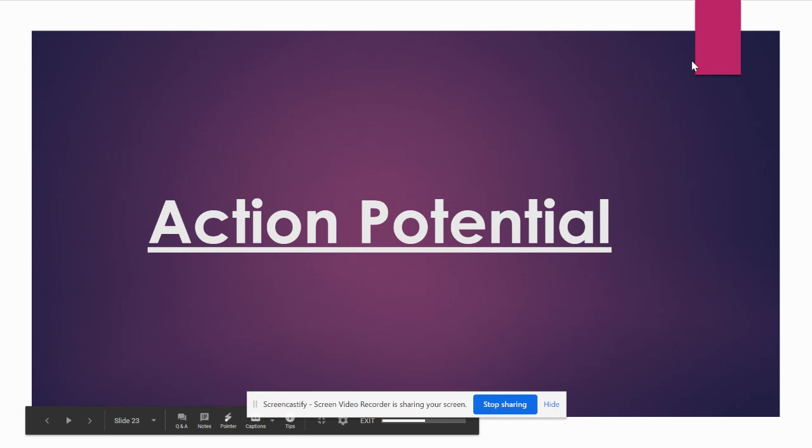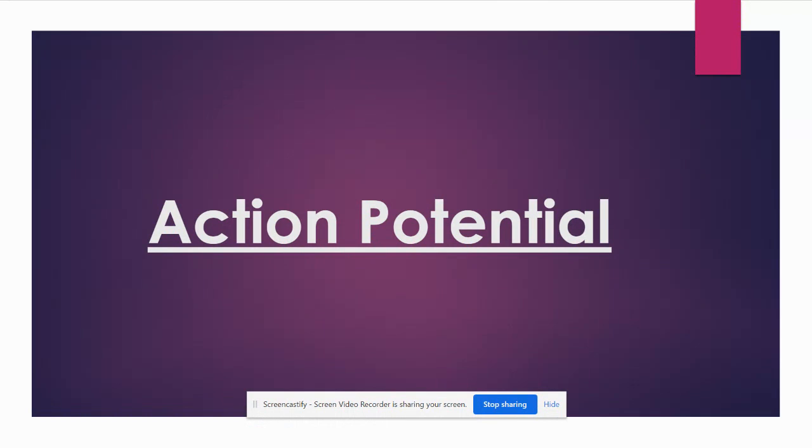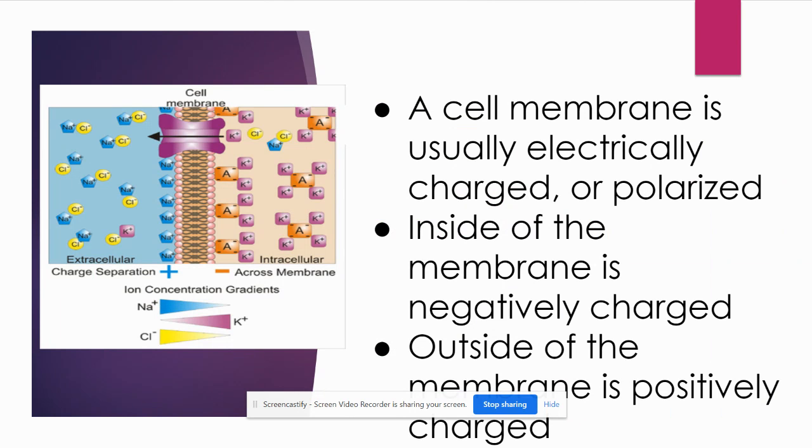Hello, today we're going to be talking about action potential. Action potential is pretty much how a nerve impulse travels along the axon. So it's a pretty simple process that we're going to get into today. There's a lot of different background and vocabulary that we have to get through first.